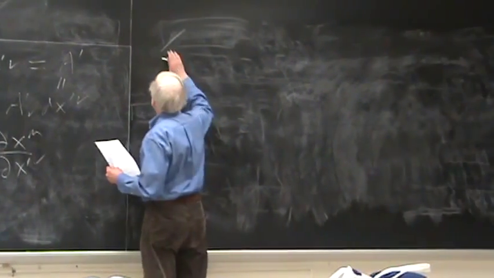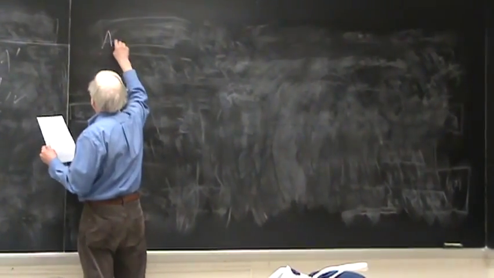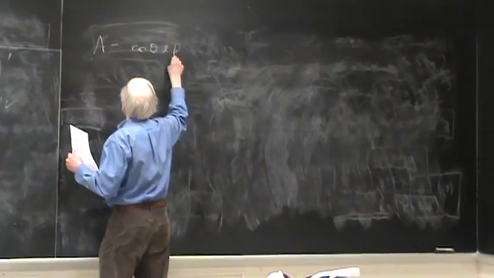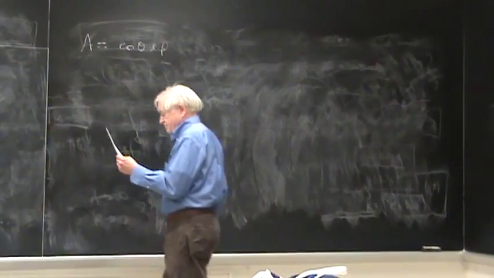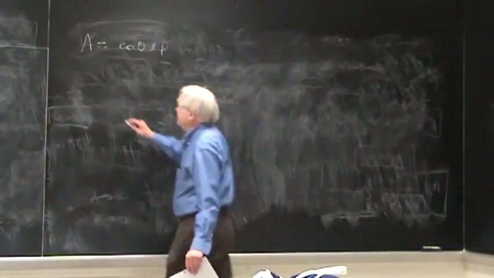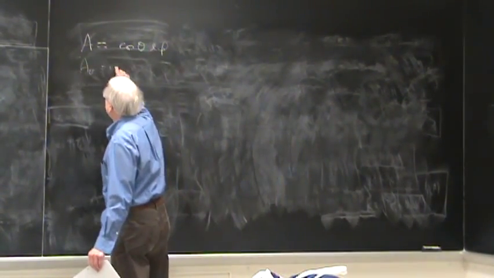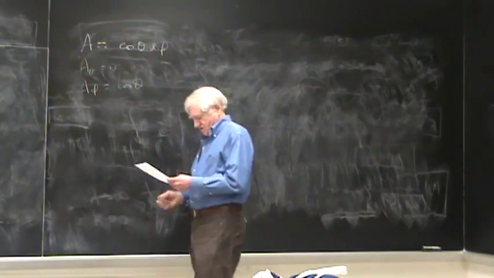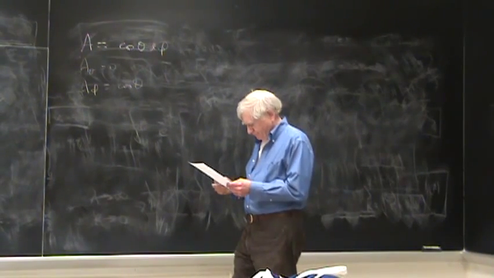So an example of a one form is A equal to, for example, cosine theta d phi. This one has A_theta is 0, and A_phi is cosine theta. So that's just an example of a simple one.